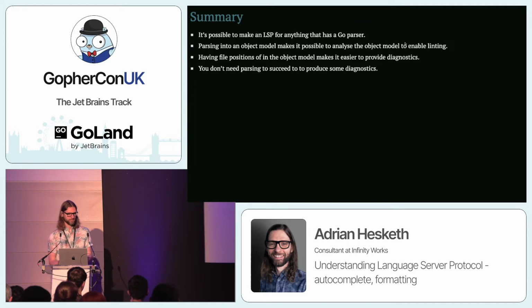So in summary, it's possible to make an LSP for pretty much anything that has an existing Go parser, and you can pass that into an object model, and then use that as the basis of your notifications back to the user about where the errors are in the file. If you include those file positions in your object model, then it makes it easier to display the diagnostics in the correct locations. And you don't need parsing to succeed to produce some diagnostics. It's helpful if you support partial failures, so have a good go at parsing through the document and still return a list of errors back to the user.